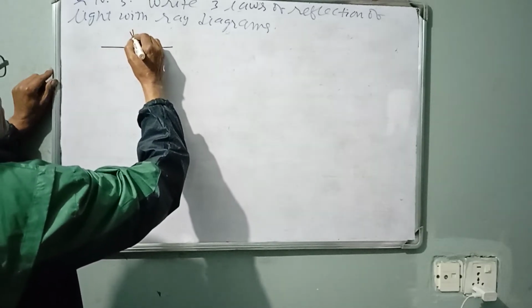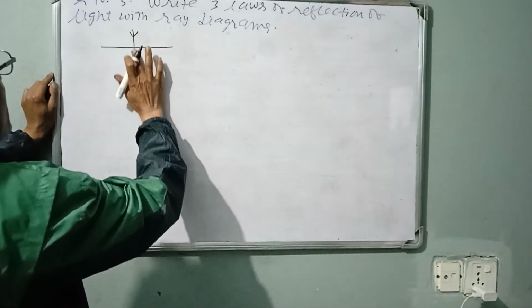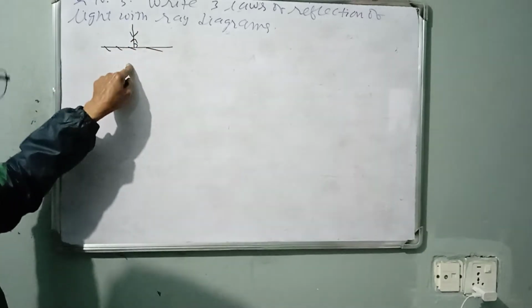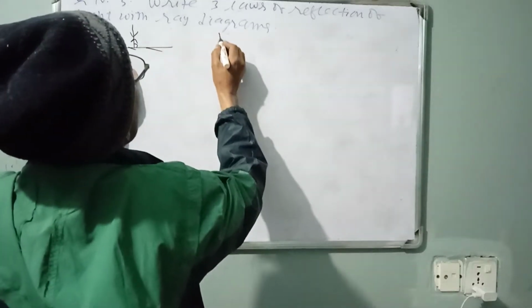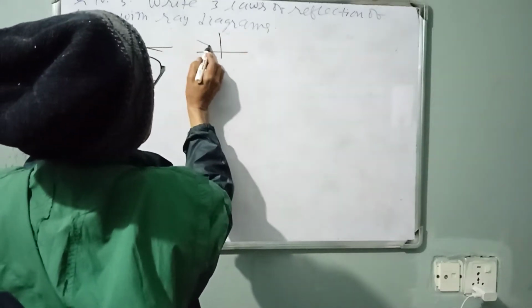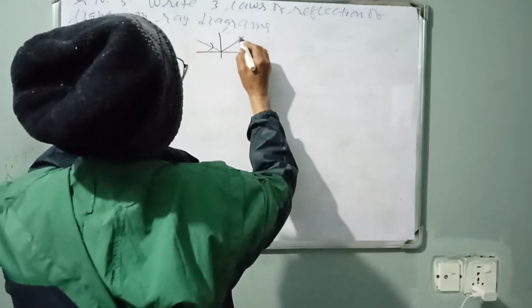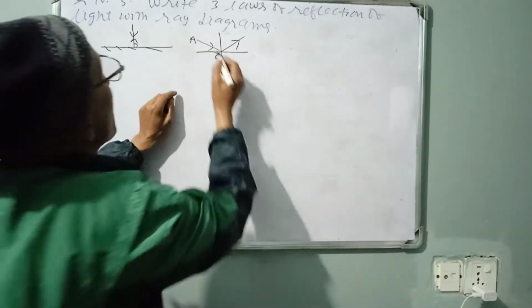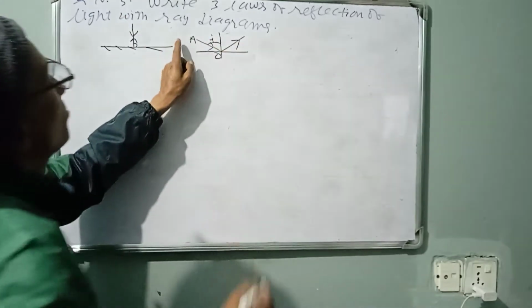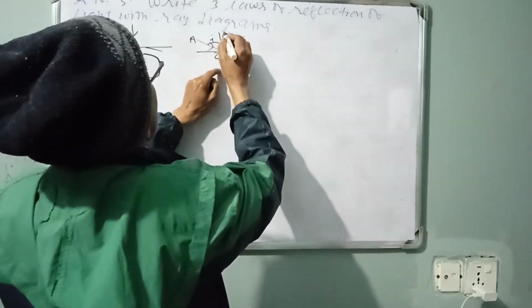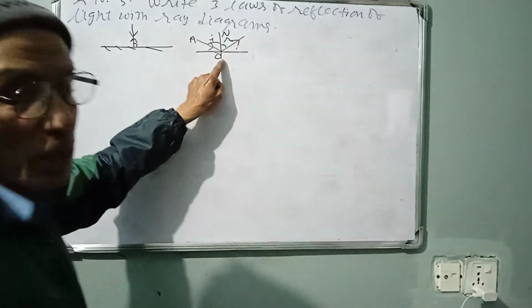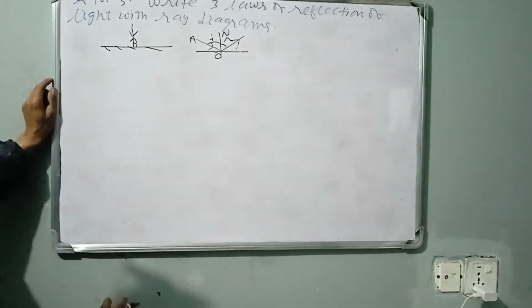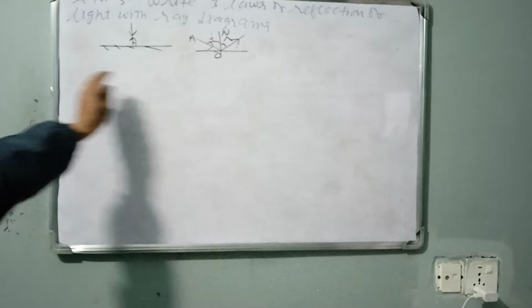Light coming like this, what will happen? If it comes like this at 90 degrees, it returns at 90 degrees. First law. Second law, write like this. Incident ray. Incident ray means coming ray, angle made by the incident ray with the normal, angle made by the reflected ray with the normal, angle of refraction. See, first law, 3 laws of reflection of light.